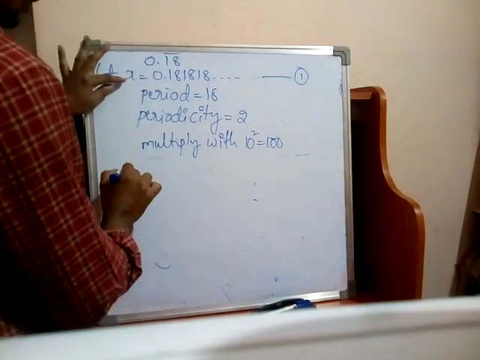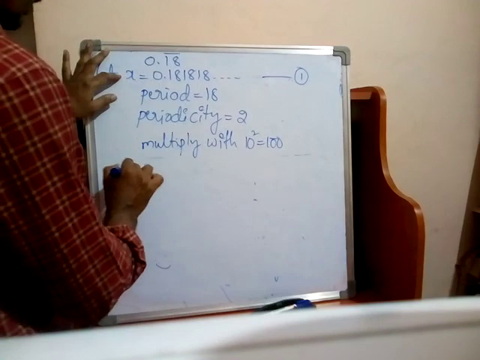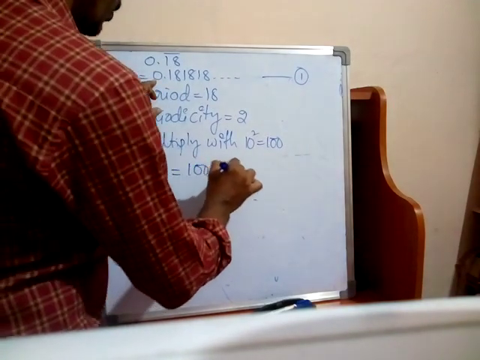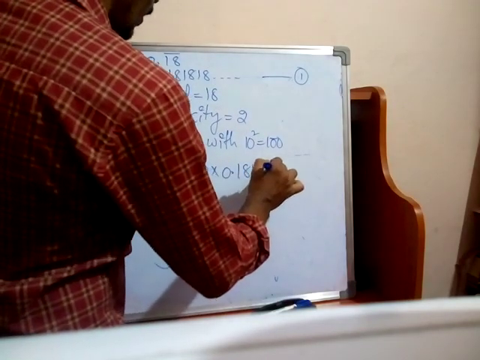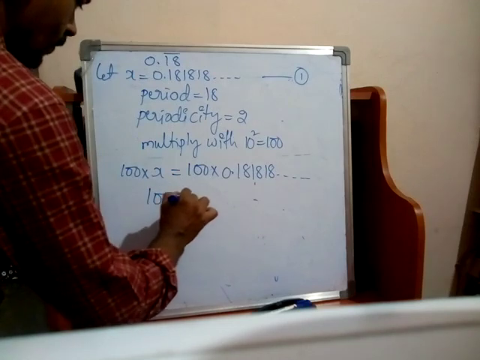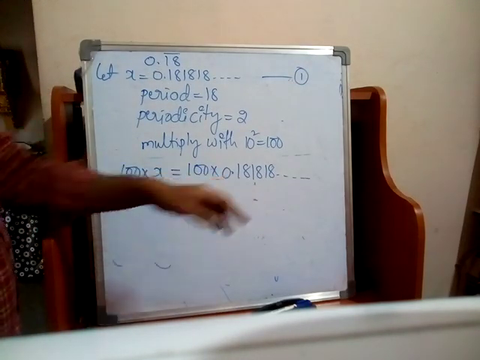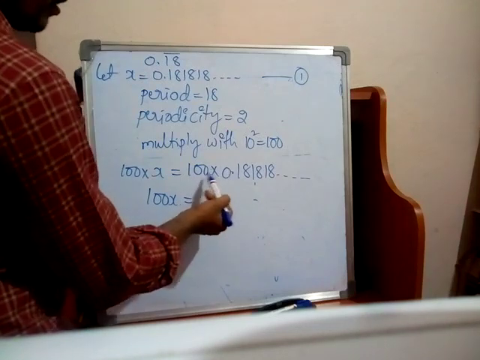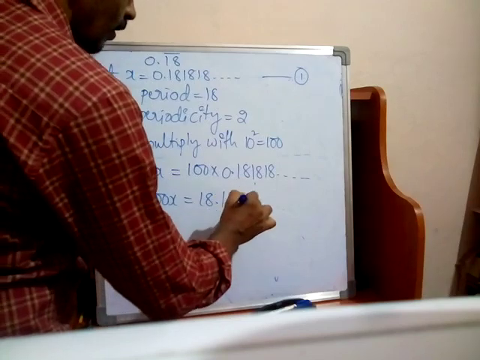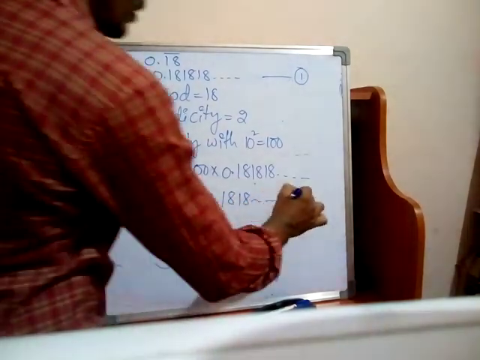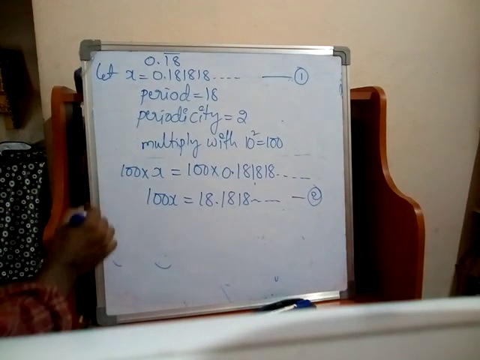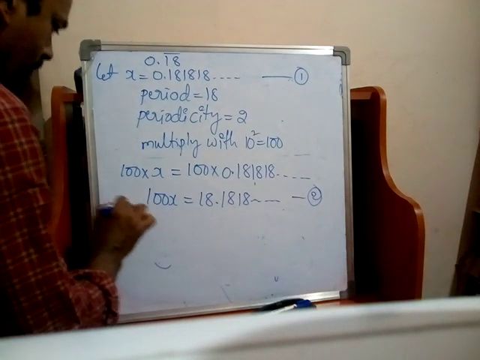So 100 into x is equal to 100 into 0.181818 like this only. So 100x is equal to, multiplying with 100, the two digits move across the decimal, so it becomes 18.1818 like this. This is the second equation. The second equation is always the bigger one, so we have to do second one minus first one.